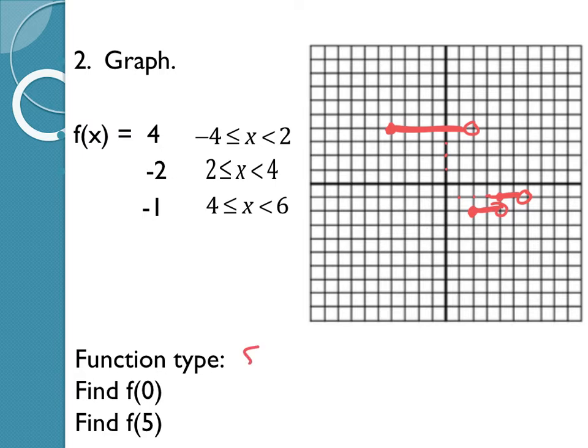So our function type is a step function. If you have just the horizontal lines, it's going to be a step function. So now we're going to identify. We're going to go to 0. So 0 is going to meet with 1, 2, 3, 4. So 0 is going to go with 4. Oops, I forgot to change that back. So that's going to be 4. And then we go to 5. So 1, 2, 3, 4, 5. And you're going to come down, and it's going to meet with negative 1.